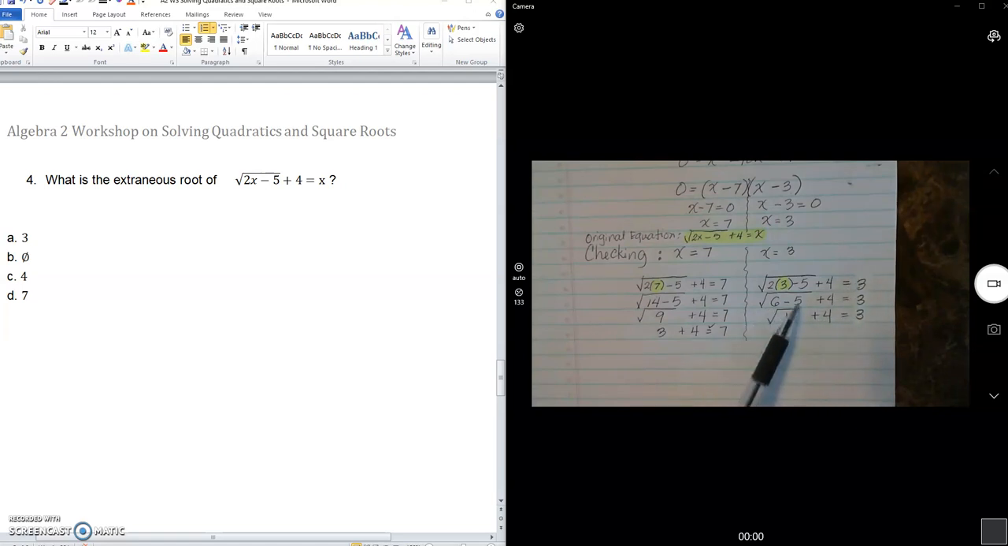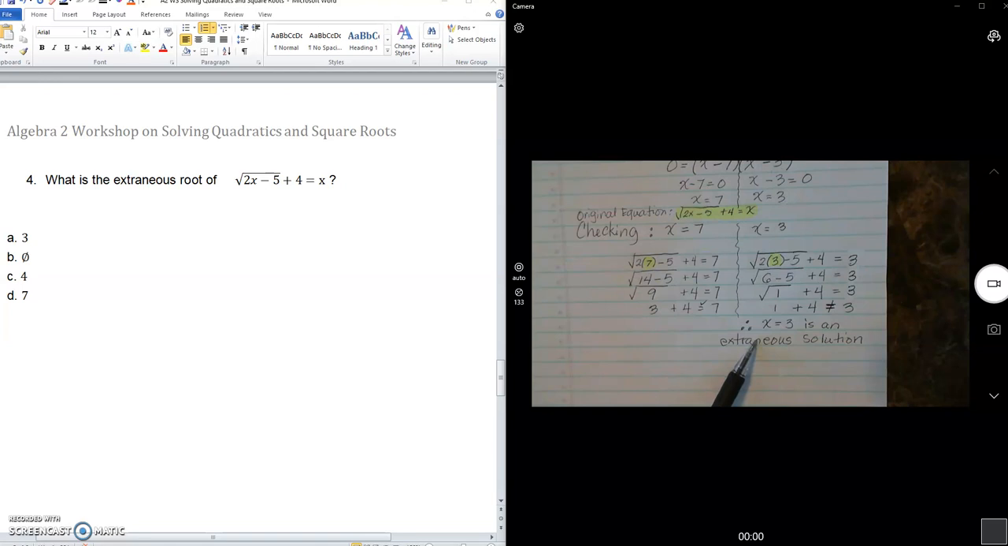Okay, so 6 minus 5 is 1. Square root of 1 is 1. So we will put 1 here. Plus 4 is 5 equals 3 is an extraneous solution. Again, 1 plus 4 is not equal to 3. And so because of that, x equals 3 is an extraneous solution. Our answer to number 4 is letter A.